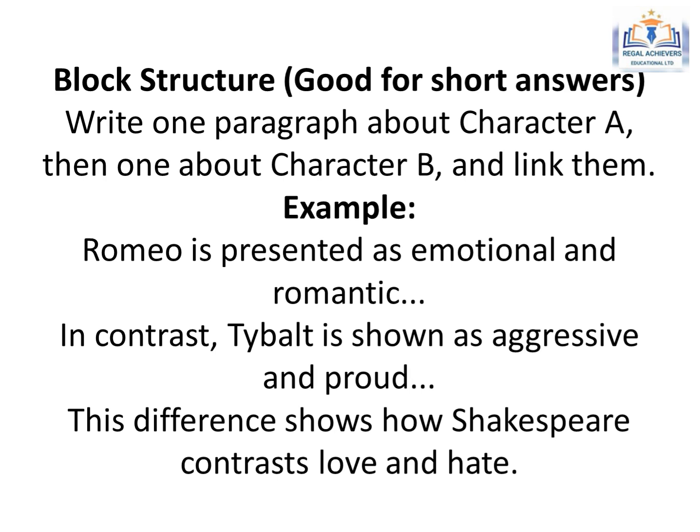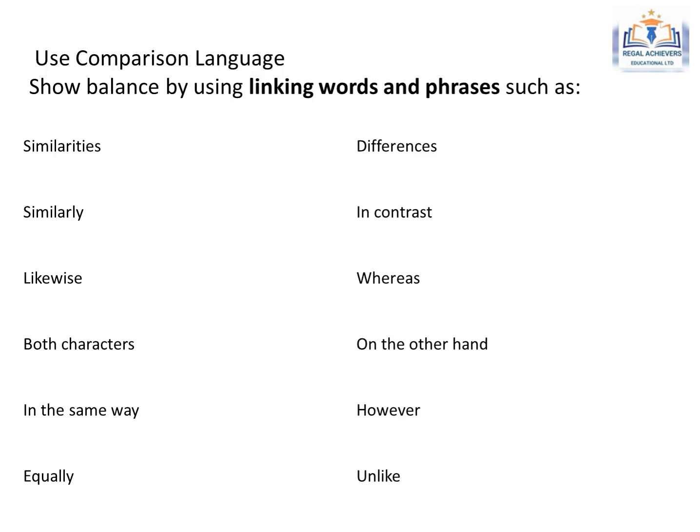Block structure, which is good for short answers. Write one paragraph about character A, then one about character B, and link them. Example: Romeo is presented as emotional and romantic. In contrast, Tybalt is shown as aggressive and proud. This difference shows how Shakespeare contrasts love and hate.